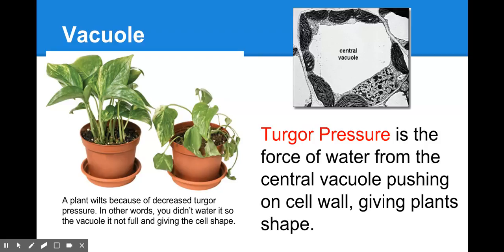So we all know, I've given you an image over here on the left-hand side. We see a plant that's been nice and watered, so it's standing up straight. And then next to it, we see a plant that has not been watered, so it's wilting. Wilting is the result of a decrease in turgor pressure.